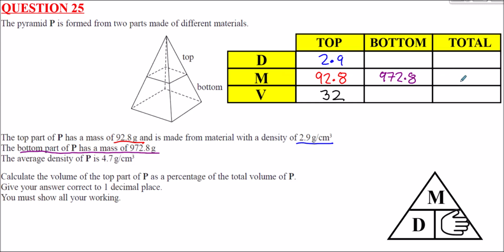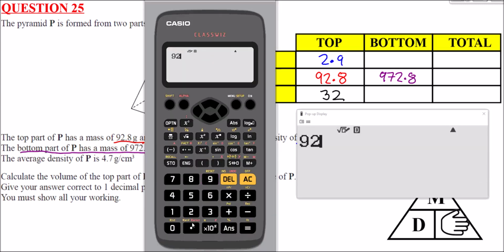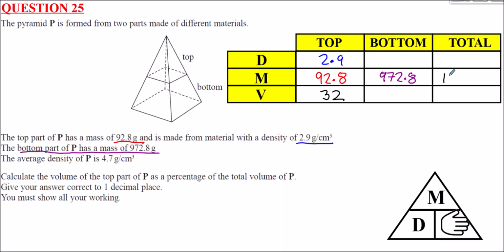92.8 plus 972.8 will tell me the total mass. So let's calculate that. 92.8 plus 972.8 gives us 1065.6. That's the total combined mass of the whole pyramid. It also says the average density of P, where P is the whole pyramid, is 4.7 grams per cubic centimetre. So the density of P, I'm going to fill in here, is 4.7.